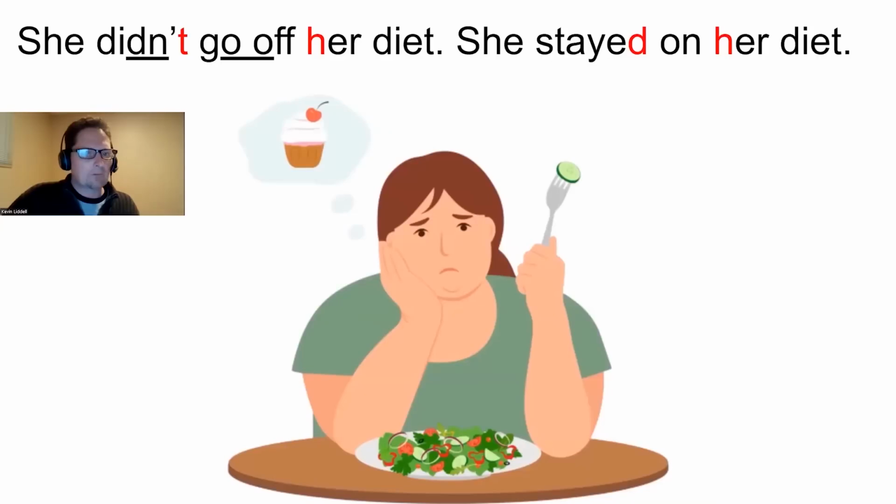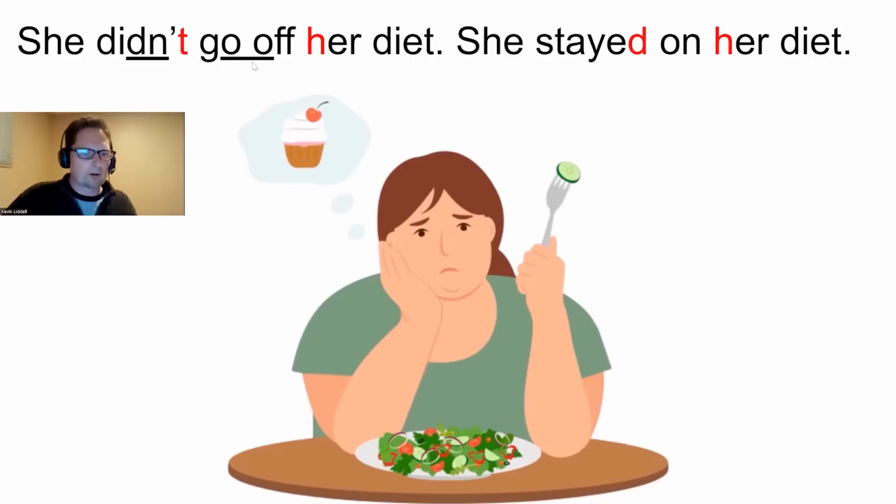And this lady, what happened? She started her diet, she went on a diet, and she didn't go off her diet. She is still on her diet. She stayed on her diet. Let's look at pronunciation. She didn't go off her diet. We see with didn't, make the stop D fall to the N, didn't. And the T at the end is a stop T. Didn't. She didn't go off her diet.